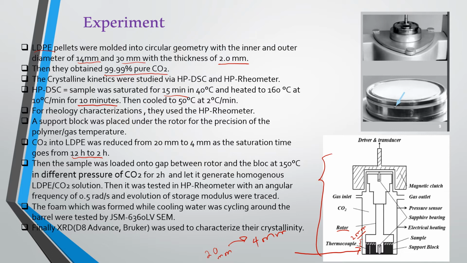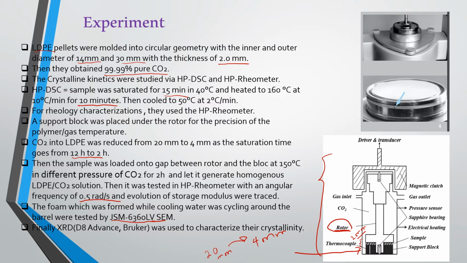Then the sample was quickly cooled to the desired crystallization temperature and tested for the storage modulus we were talking about before, with an angular frequency of 0.5 radian per second. So once the sample was there for a certain amount of time, the rotor rotates with a frequency of 0.5 radian per second. Then once the homogeneous sample was tested, the foaming process was tested by a scanning electron microscope. This is the exact microscope that they use.